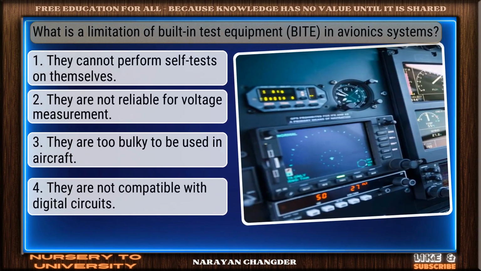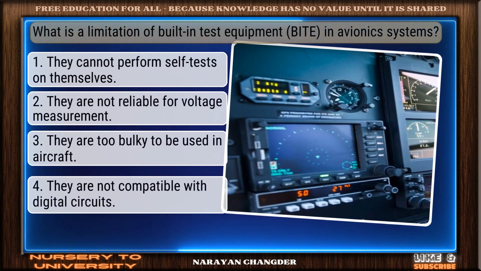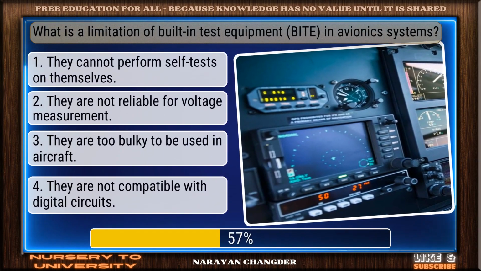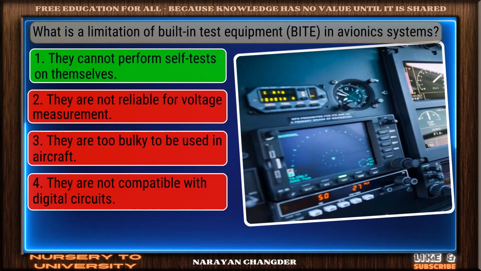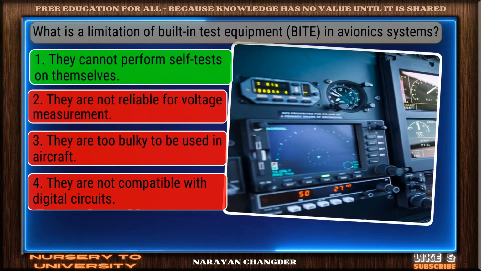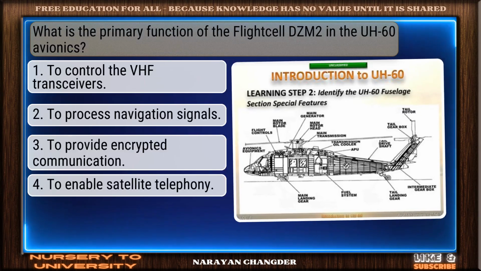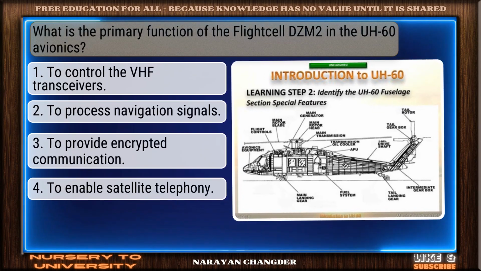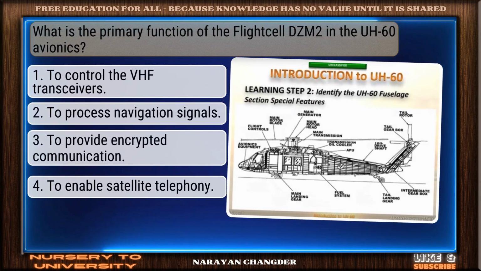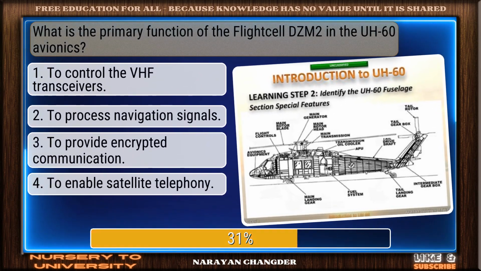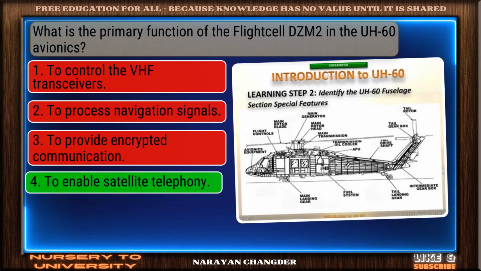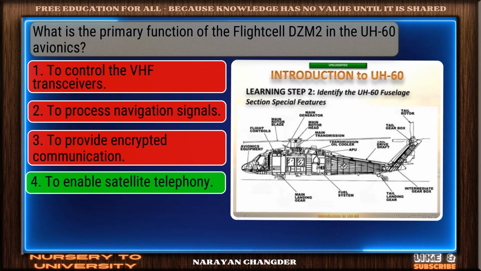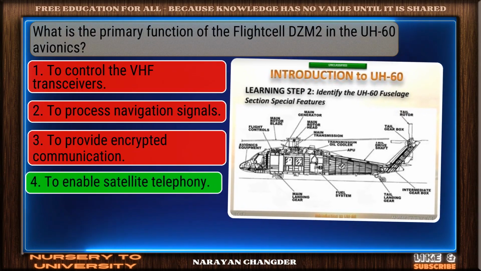What is the limitation of built-in test equipment in avionics systems? Correct. They cannot perform self-tests on themselves is the right answer. What is the primary function of the flight cell DZM2 in the A60 Avionics? Perfect. To enable satellite telephony is the correct choice.